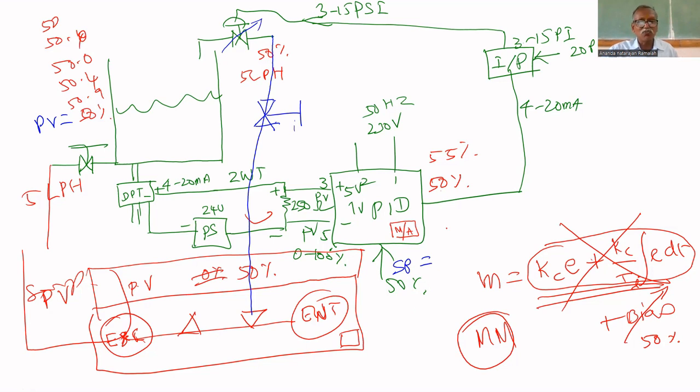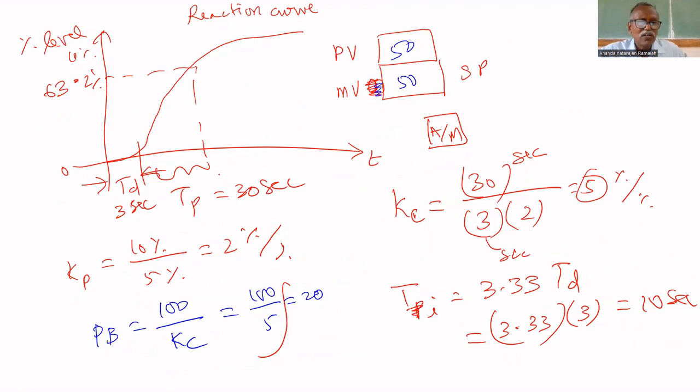Now you have to get the reaction curve. Once the process is settled at 50%, you change the controller output from 50 to 55%. Once you change it, you start noting values periodically, every 3 seconds or 5 seconds. Every 5 seconds you note down the values. In the reaction curve, you enter values every 5 seconds in the graph sheet, or you can draw in the lab software.